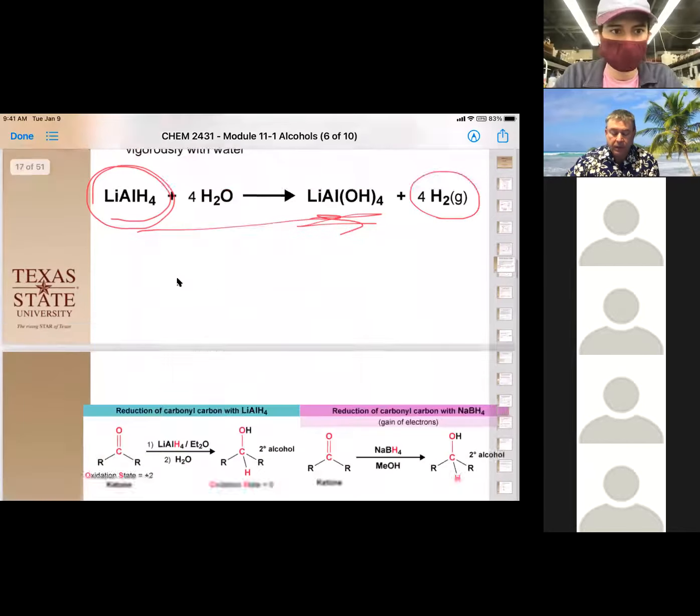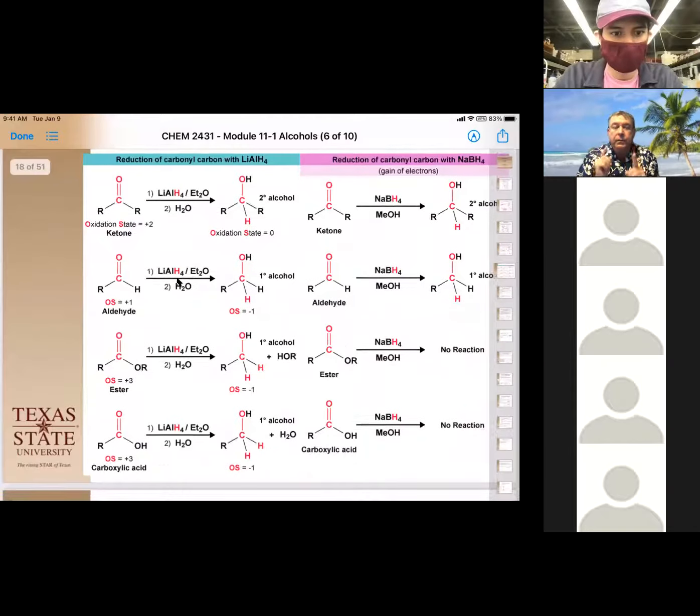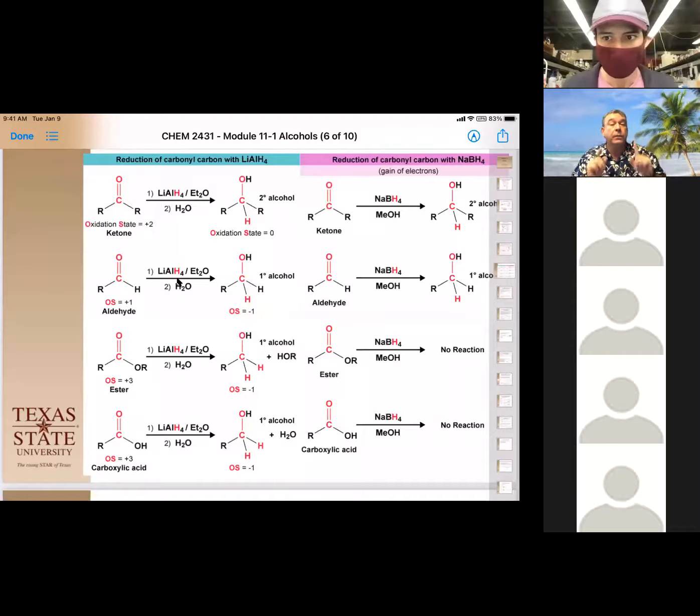Because there's a reactivity difference there, the lithium aluminum hydride is more reactive and reacts with water. We can use that to our advantage to be selective about which carbonyl compounds we reduce and which carbonyl compounds we don't reduce.